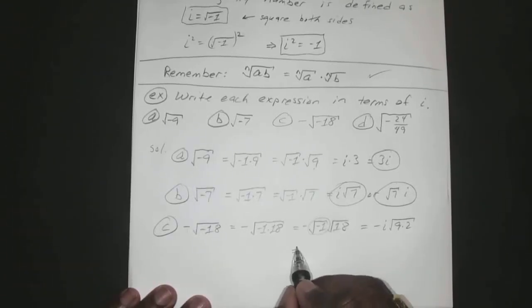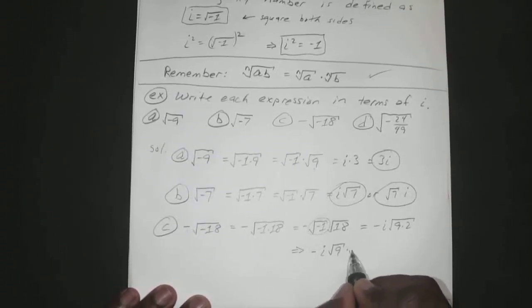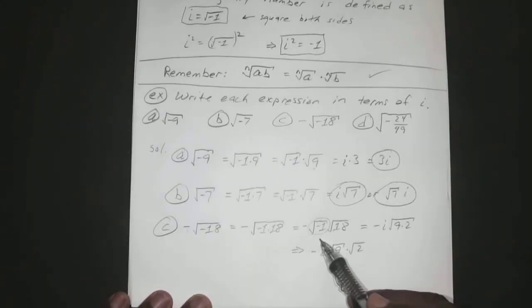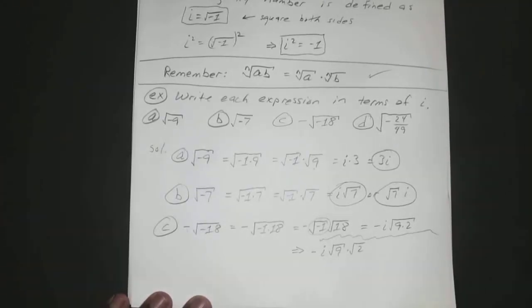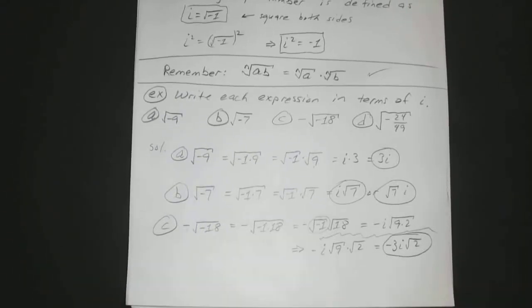And I'll just continue it on the next one. So you have your negative i. Remember, that's just the square root of 9 times the square root of 2. The square root of 9 is 3, so you end up with negative 3i square root of 2. Or you may see negative 3 square root of 2 and the i is on the other side. So wherever you put it, it would still be correct. All right. Any questions on that one?